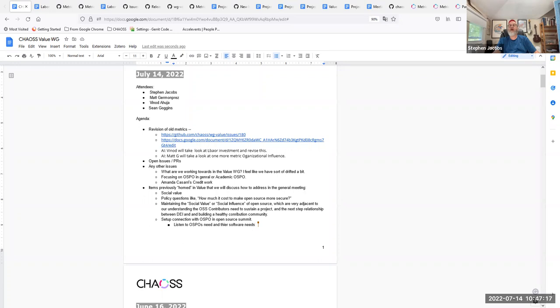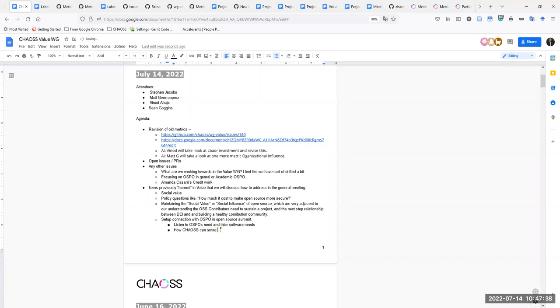To determine the value. Yep. And then I'd like to instill in those discussions that CHAOSS can serve, it sounds terrible, but as a resource to help solve those problems. Yep. And we would talk about those here in the value working group. So there's a group, a foundation, a community, a group of people.